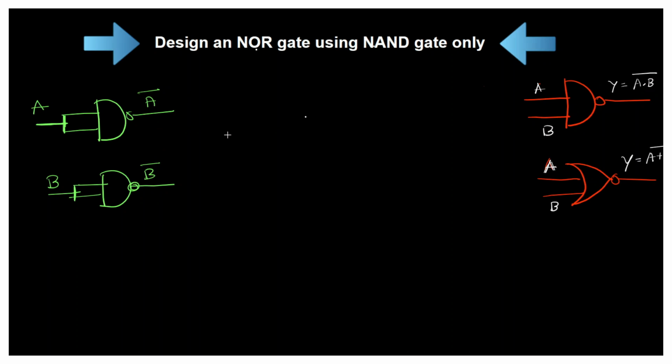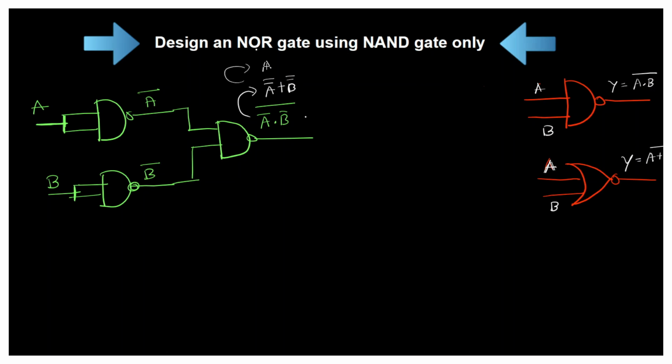And then we must connect these two inputs into a NAND gate, which is this one, and as a result this NAND gate will give you (A complement dot B complement) and its whole complement. So now you must apply De Morgan's theorem. So it will give you A double complement plus B double complement. So A plus B.